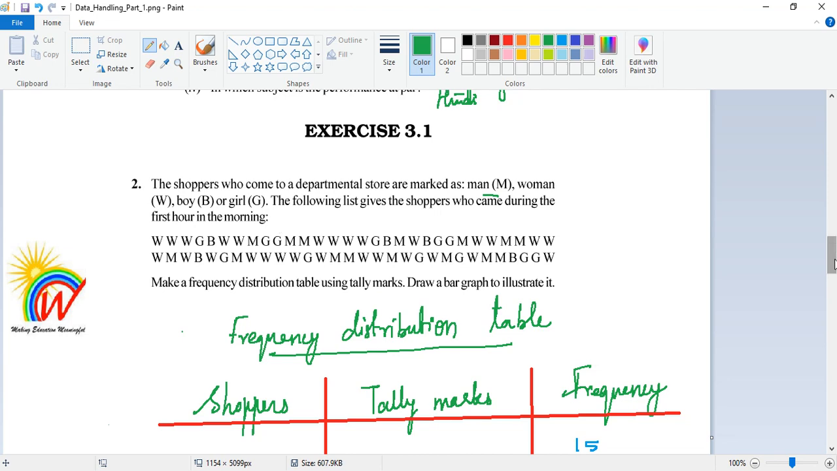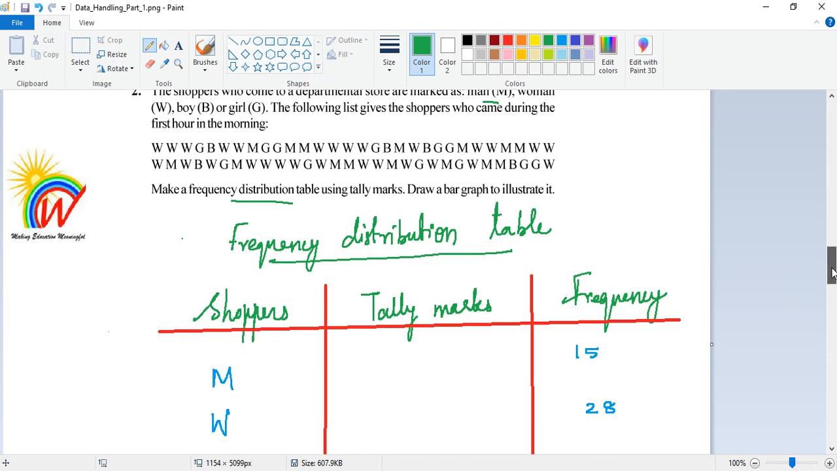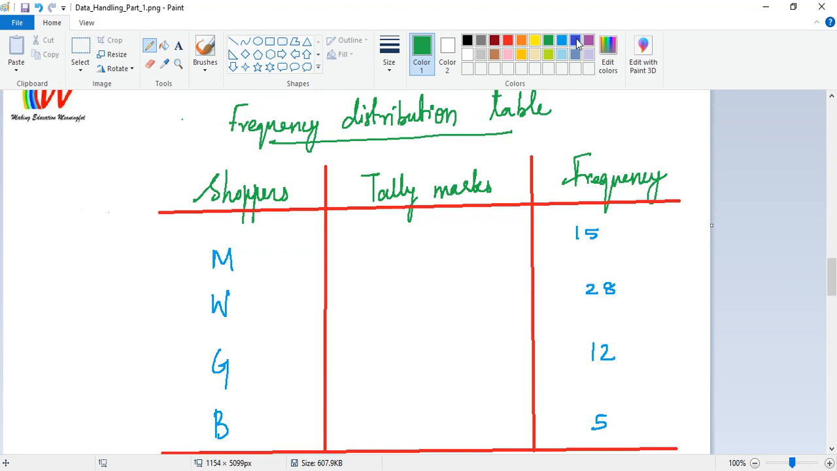So now we are going to learn a new thing. It says make a frequency distribution table, right? So we are going to learn how to draw a frequency distribution table using tally marks. So you see here, it says shoppers. So let me say men M, W women, girls and boys. Okay. So first I will see how many men are here.